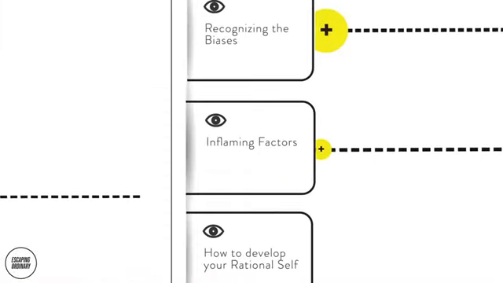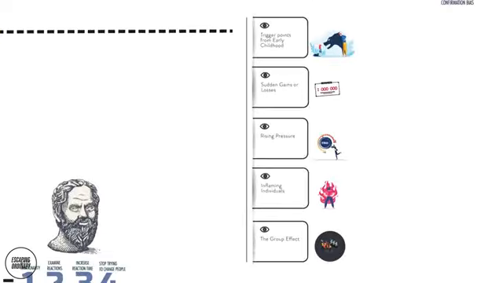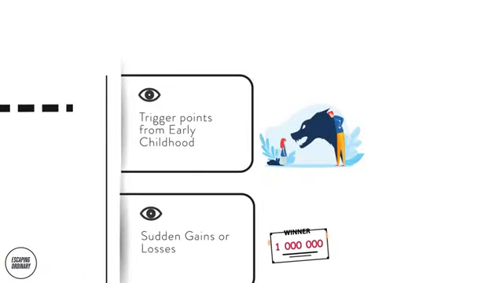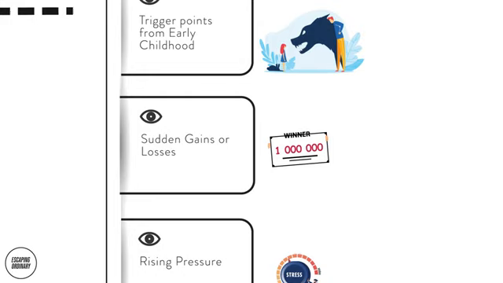Step 2. Beware of inflaming factors. Our minds latch onto emotions and we become reactive. Here are some factors which can inflame your irrationality. Trigger points from early childhood. Sudden gains or losses like winning the lottery or losing everything that you have, and then on top of that losing someone that you love in the same month.